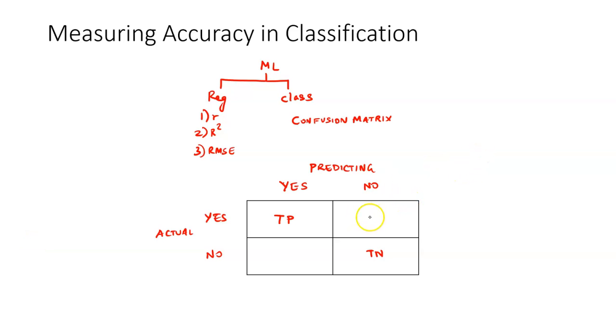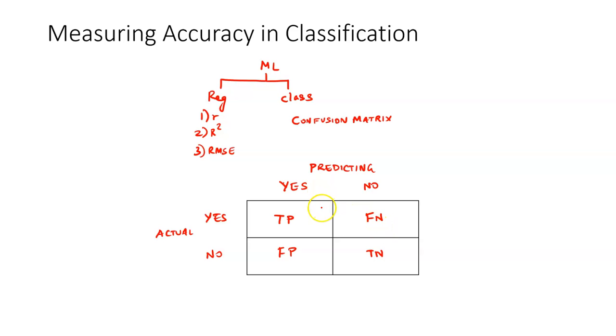What is this? This is a case of false negative, right? And this is a case of false positive, right? Prediction is yes, but actual is no. Falsely positive. Prediction is no, but actually yes, it is a false negative.